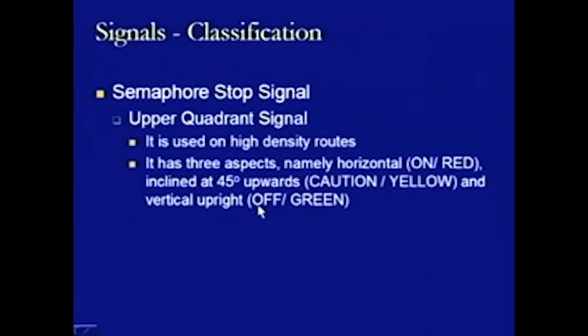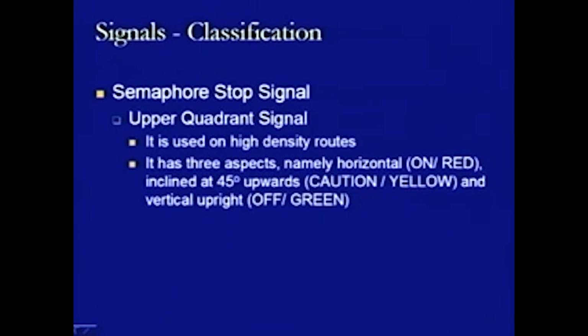Whereas there is another category which is termed as the upper quadrant signal, just opposite to the lower quadrant signal, and most of the time it is used in those locations where there is a high density on the routes. How it works is that it has three aspects instead of two aspects as used so far in the previous cases, and they are horizontal, which means it is an on position and it indicates the red light, meaning now the vehicle has to be stopped.